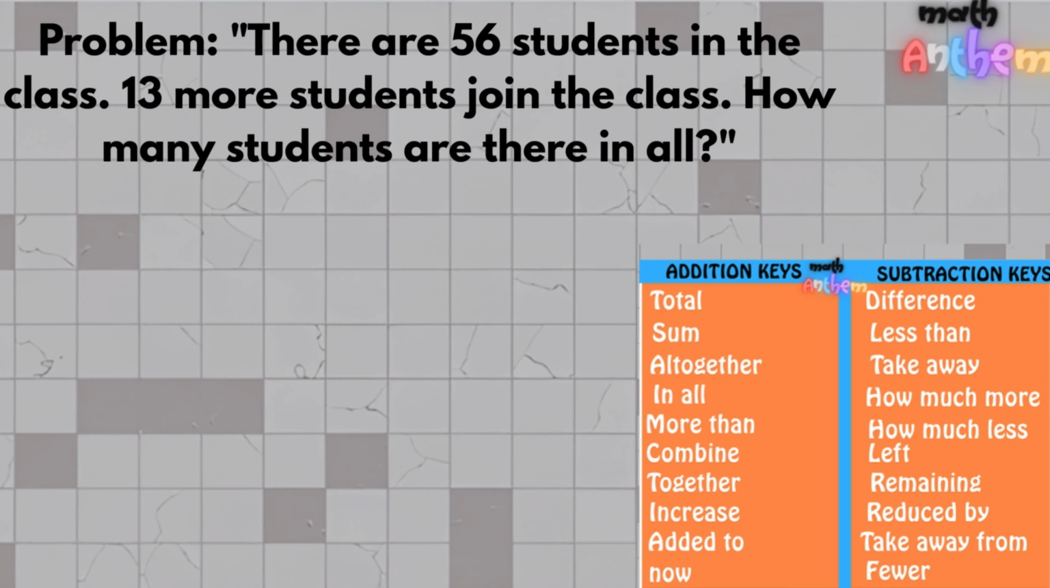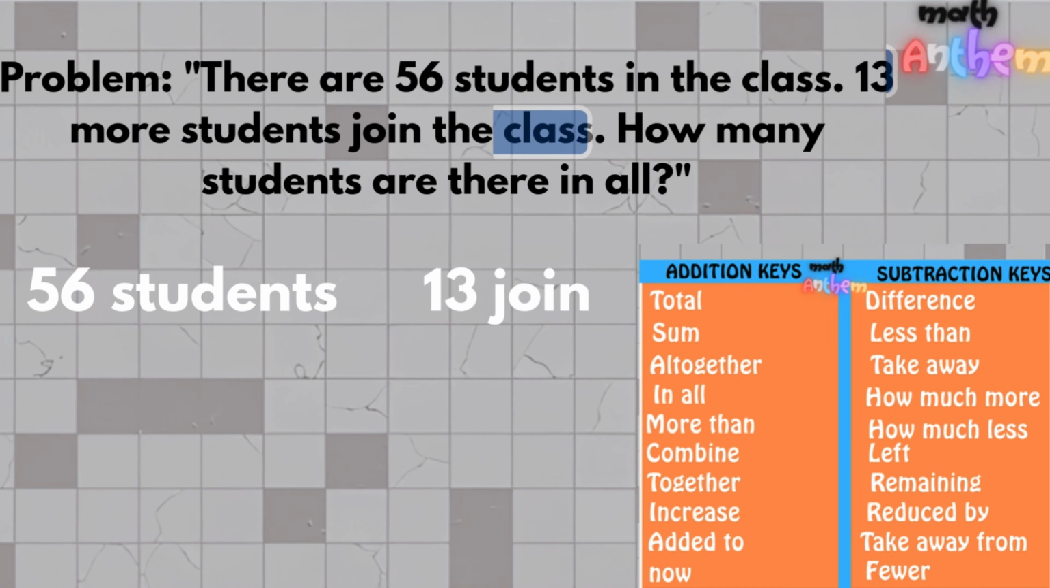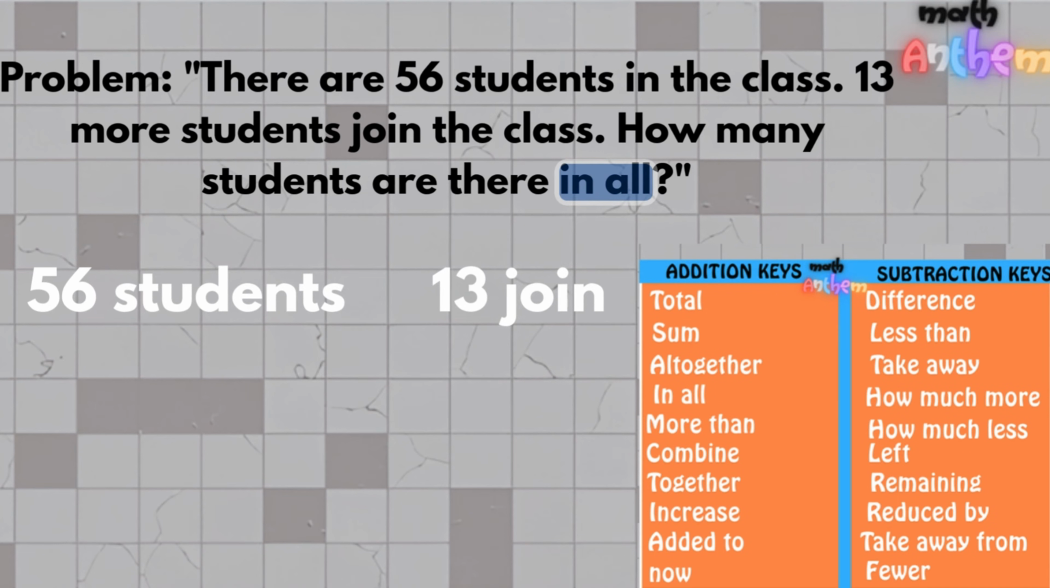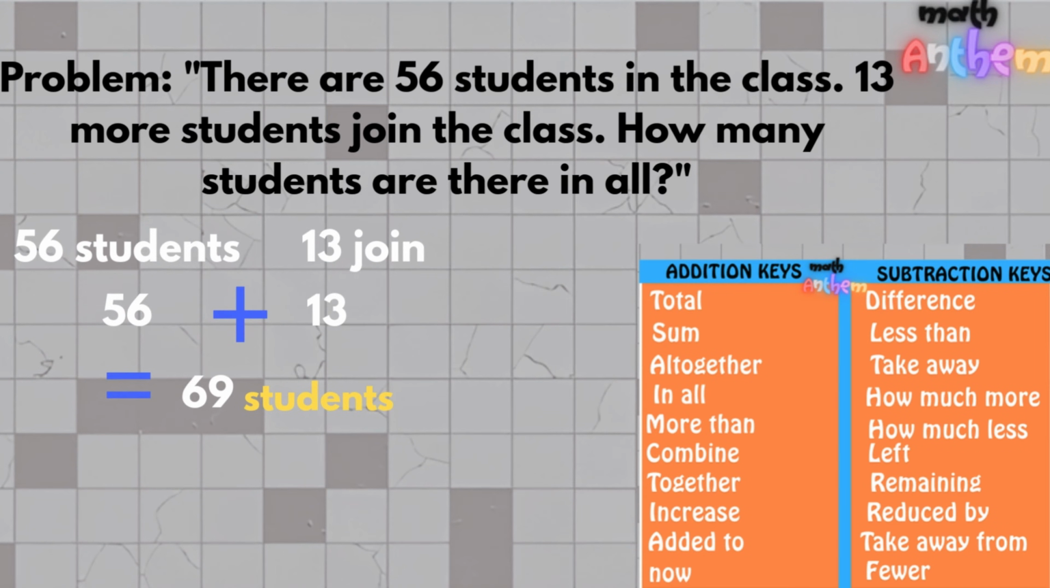In this case, the problem first tells us there are already 56 students in the class, and then 13 more students join. The phrase in all is telling us that we need to find the total number of students after the new students join. Thus, we perform the addition. 56 plus 13, which gives us a total of 69 students in the class. Now, can you see how the clues help us figure out what the problem is?